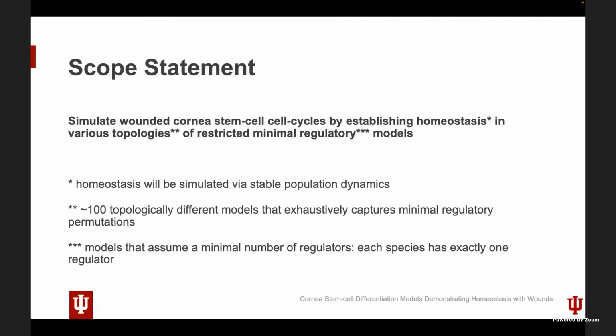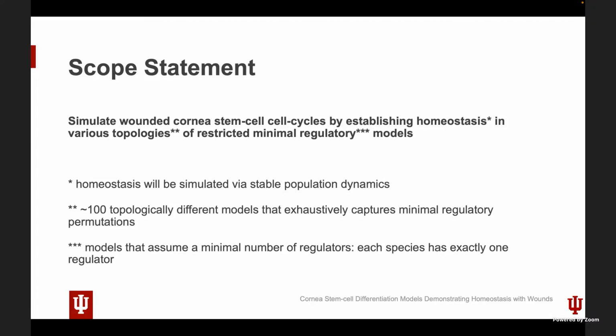Whenever we say these various topologies, we've identified roughly 100 topologically different models that we're hoping will exhaustively capture all the permutations of a restricted minimal regulatory model. We're borrowing that terminology from one of our research papers, the main paper that we're hoping to extend. What they mean by a restricted minimal regulatory model is they're imposing an assumption on the models that there's a minimal number of regulators.